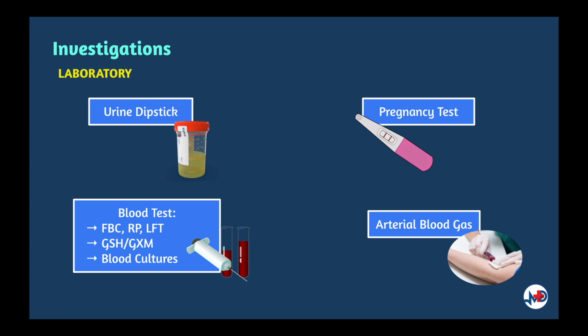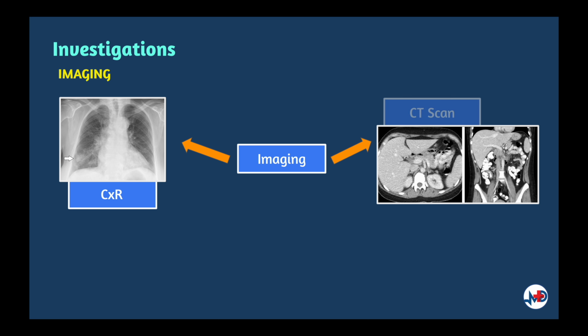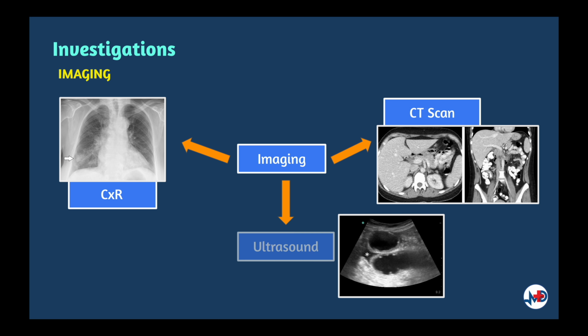Other blood tests that can be done include a full blood count, renal profile, liver function tests, blood cultures, as well as group save and hold or group cross match. Other imaging studies that can be done include a chest X-ray, which will be useful in picking up a possibility of perforated viscus. CT scans and ultrasounds are more localized and defined in identifying potential masses, obstruction, or perforation.